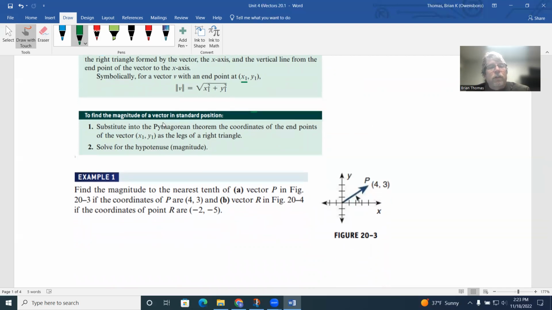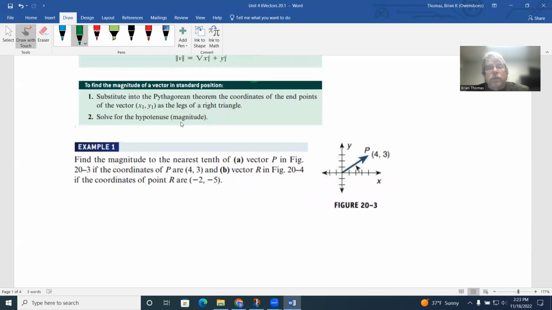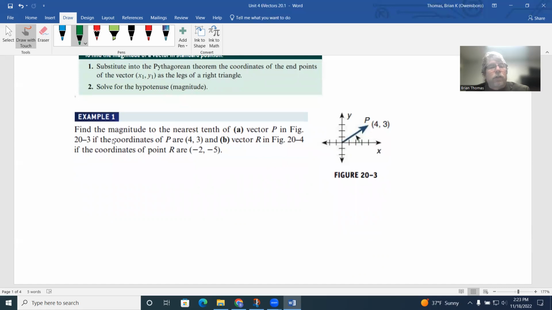So to find the magnitude of a vector in standard position, we simply substitute into the Pythagorean theorem and do the math. So if we look at this example here, find the magnitude to the nearest tenth. Vector P is the first one we're talking about. Notice that vector P's coordinates are 4, 3. So it's what they describe as x1, y1.